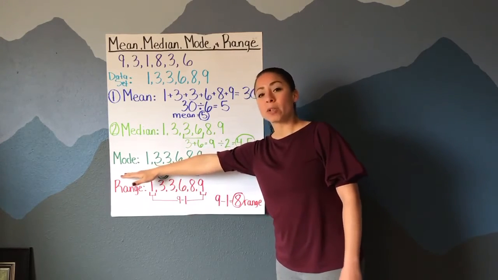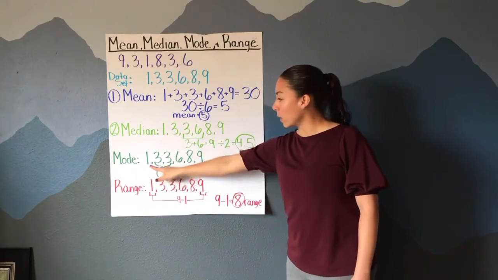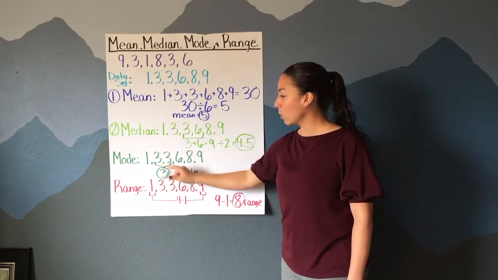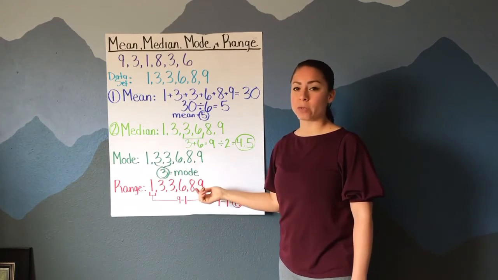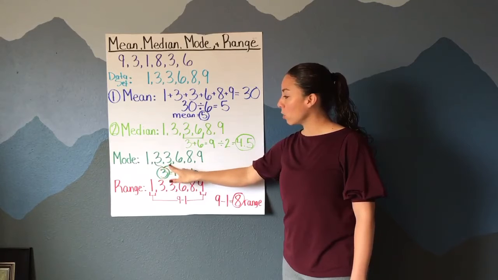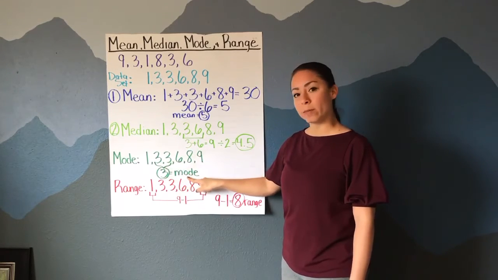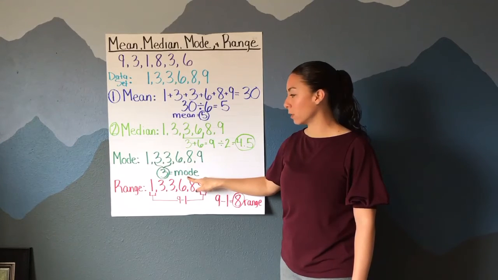Next is the mode. The mode is the one that you see the most. So in this case, we have 3. 3 is a number that shows up the most. We have 2 3s, and the rest of them, we just have one of each of those numbers. So because there is 2 of these numbers, that is the number that we see the most, that is your mode. Okay, that one is one of the easier ones to find.